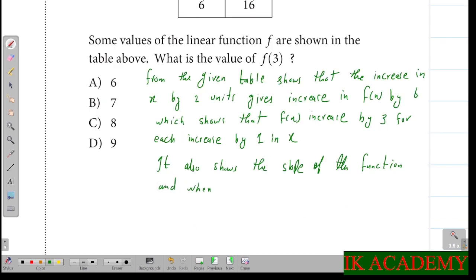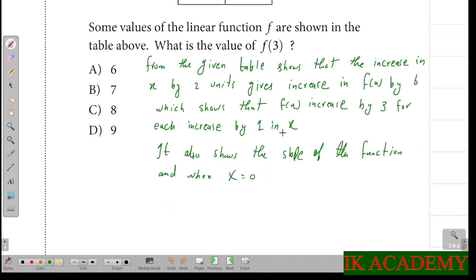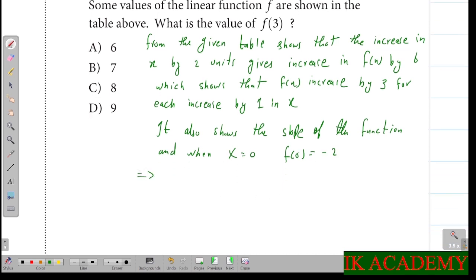And when x is equal to 0, the function will give us the solution minus 2. It means the y-intercept is equal to minus 2. The function gives f of 0 is equal to minus 2, which implies minus 2 is the y-intercept.